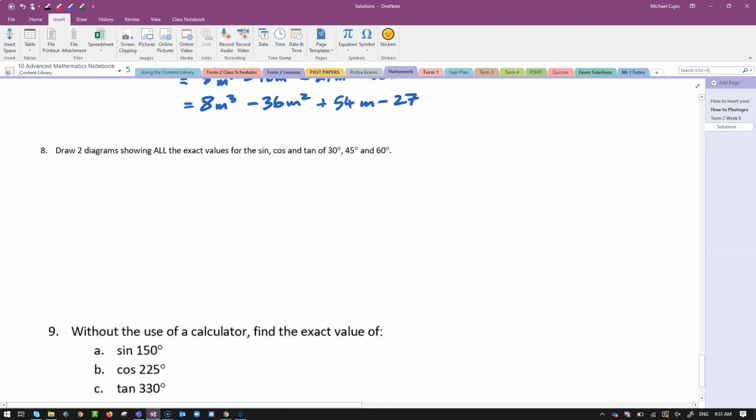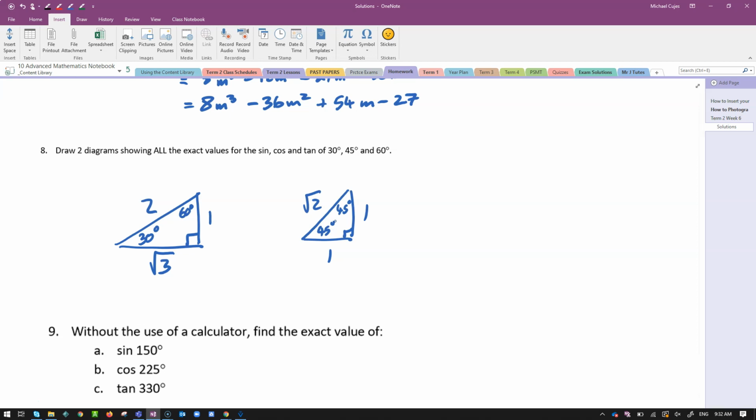Draw two diagrams showing all the exact values for sine, cosine, and tan of 30, 45, and 60. Best friends, little buddies. That's it. Can't go wrong. We just want you to remember those. You've got a best friend in maths. You've got to remember your best friends, little buddies.